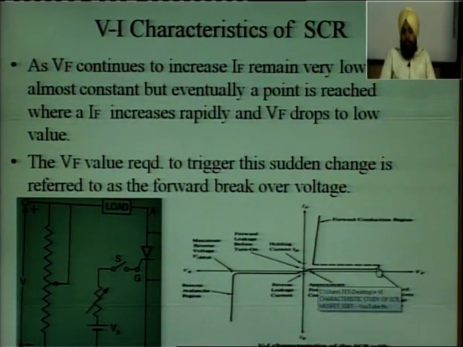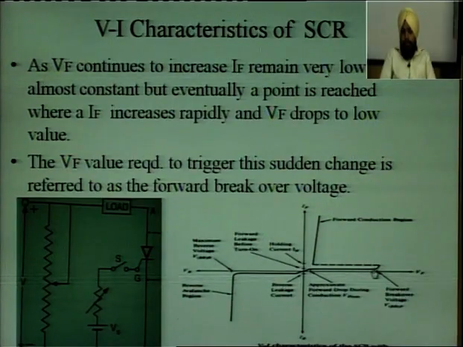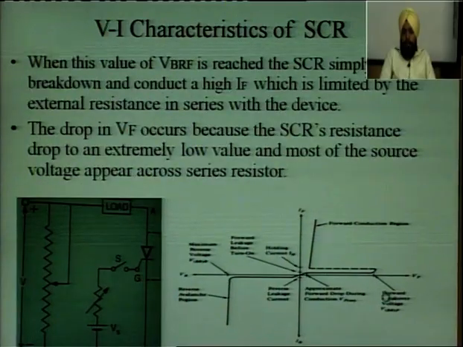the junction J2 will break. If we increase the forward voltage, that is voltage across anode and cathode, then a point will come where the junction J2, which was reverse bias, will break, and the current will start flowing from anode to cathode through junction J1, J2 and J3, because J2 is now in breakdown. The point where this breakdown occurs is called forward breakover voltage.